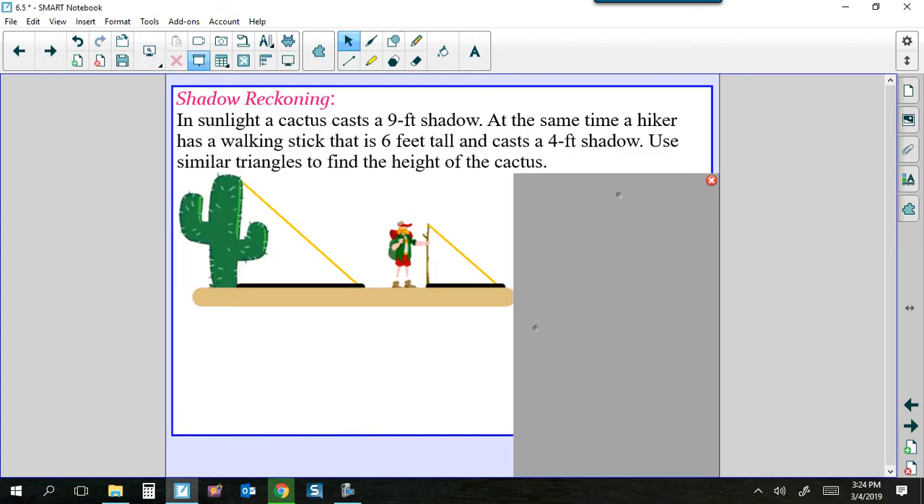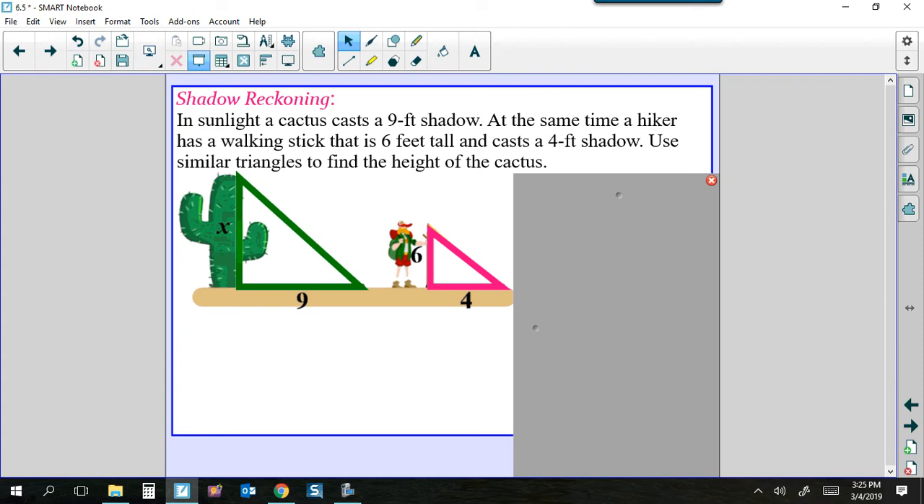All right, so our next one, hopefully this one is a little bit more clear with what the two triangles are. So inside, a cactus is casting a 9-foot shadow. At the same time, a hiker has a walking stick that is 6 feet tall and it's casting a 4-foot shadow. Use similar triangles to find the height of the cactus. So we have two triangles here. We have our cactus height that we don't know, so I put x there. The shadow for the cactus is going to be 9. And then our walking stick is 6, and our shadow is 4.